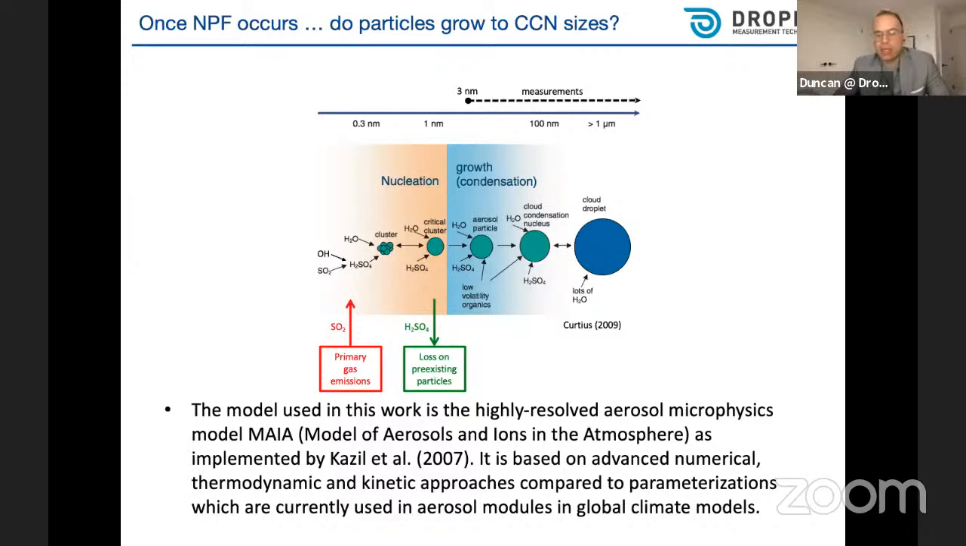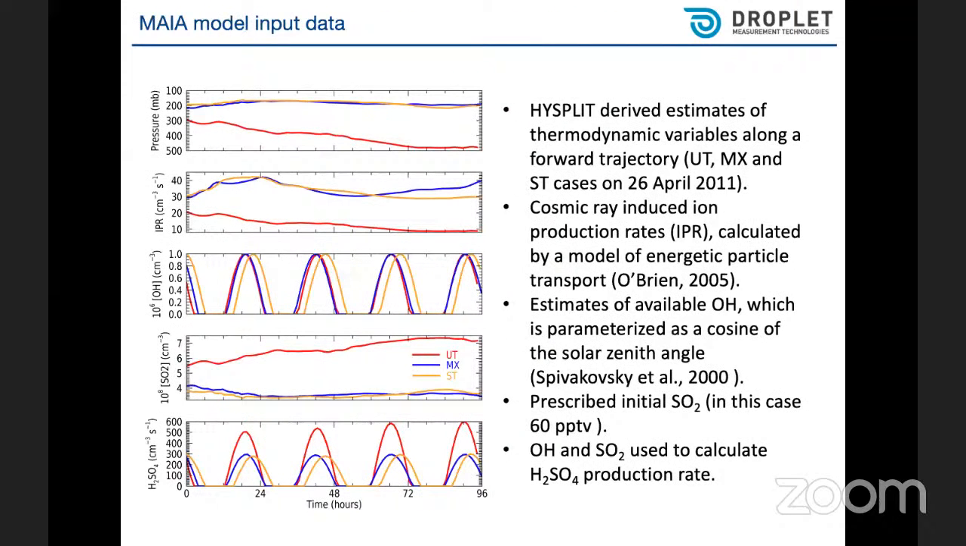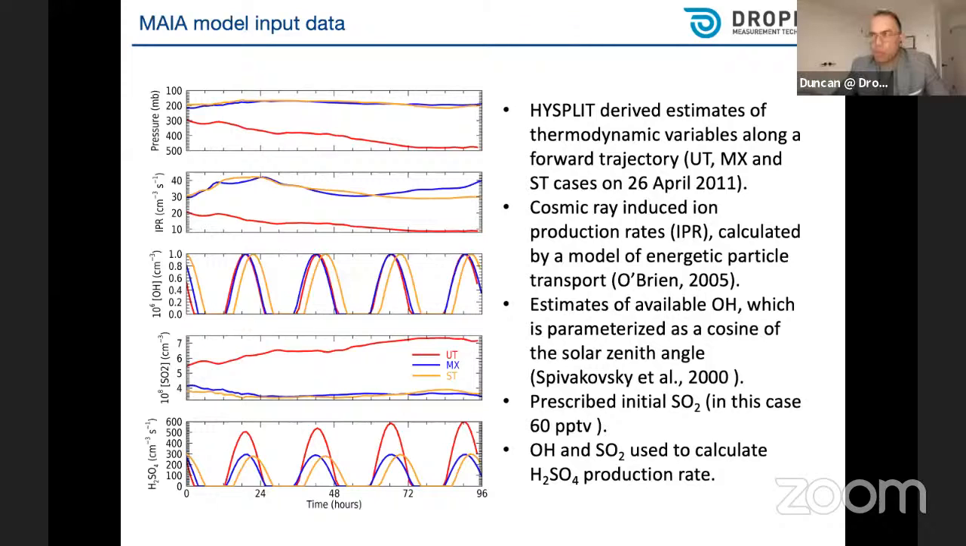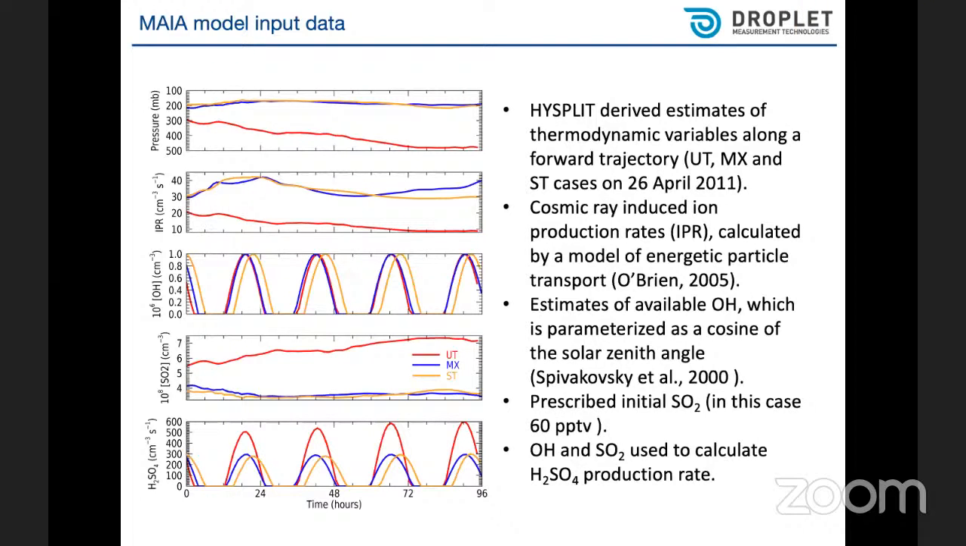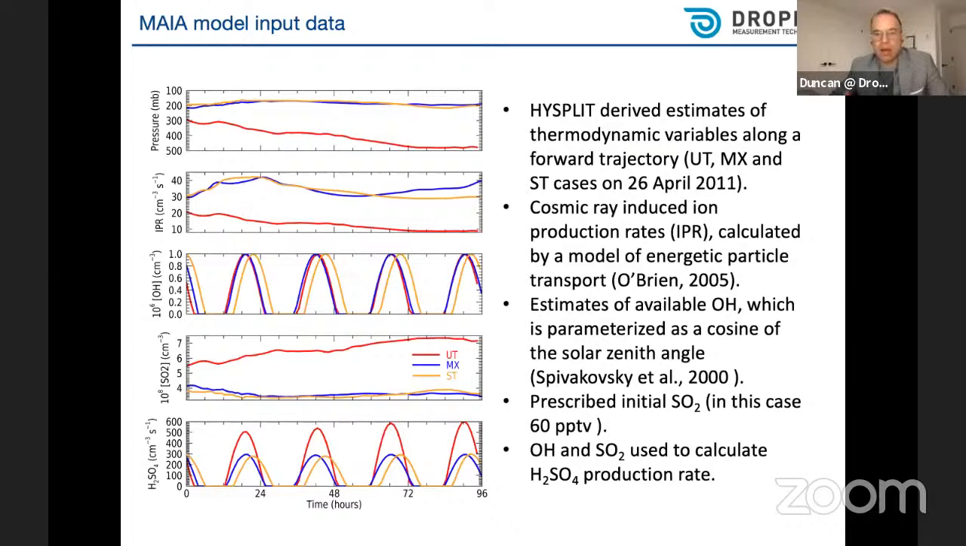And these are some results from the model. And I'm not gonna go through this, but HYSPLIT was used for forward trajectories, mainly for the pressure and temperature data. And then the cosmic ray ion production rates were calculated. And this is important for the estimates of OH, which are very important for binary nucleation to occur.